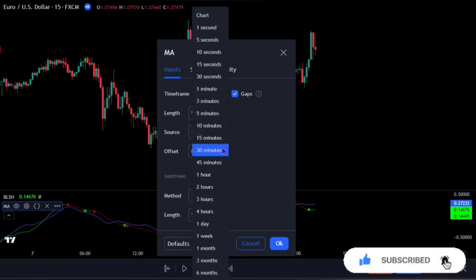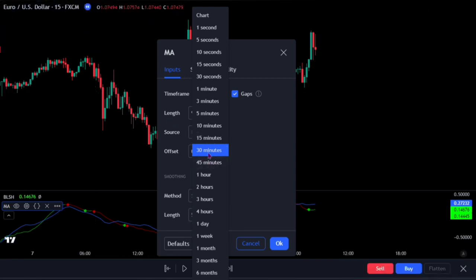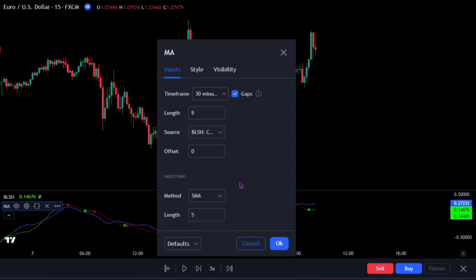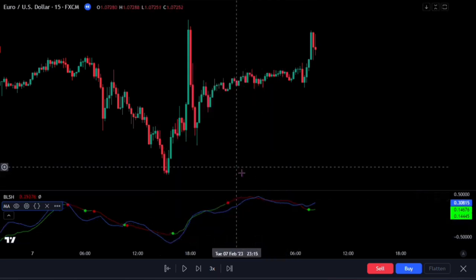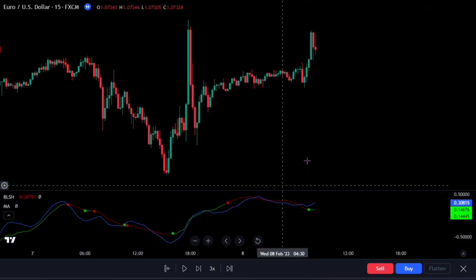What we mean is this: we are currently on the 15 minutes time frame, so we chose the 30 minutes time frame. And if we were trading on the 1 hour time frame, then our moving average time frame would be set to 2 hours. Moving on. Now set the length to 5. And that would be all for the settings. Let's now dive into how we make full use of this indicator.